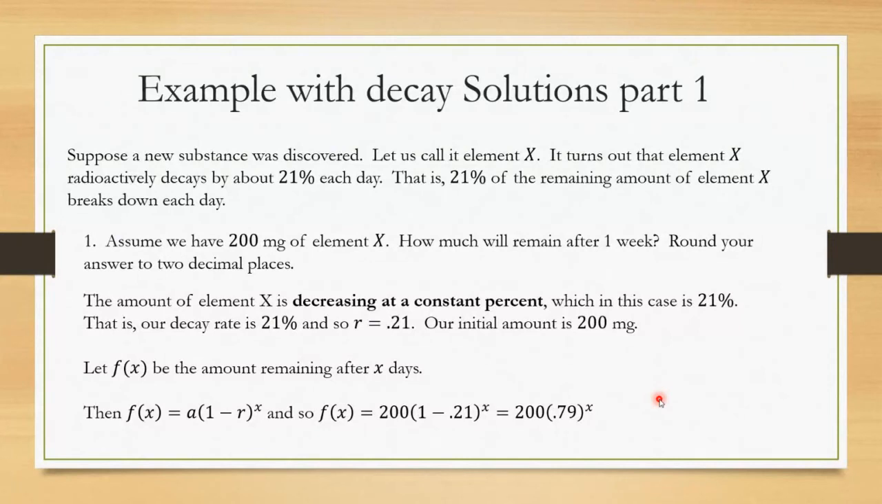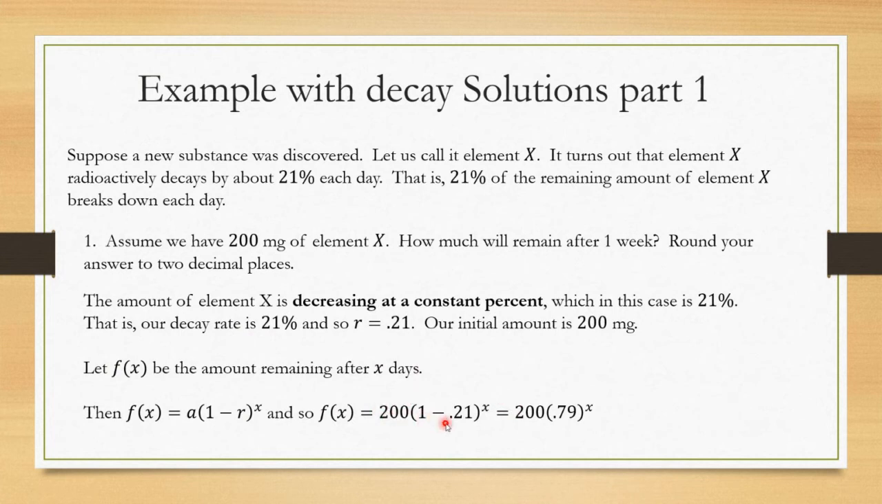All right, so that's good. So this is our function. Any questions about how I got this? Okay, so that's our function. It's exponential decay. We found our r, which is basically the decay rate written as a decimal. And we get this.